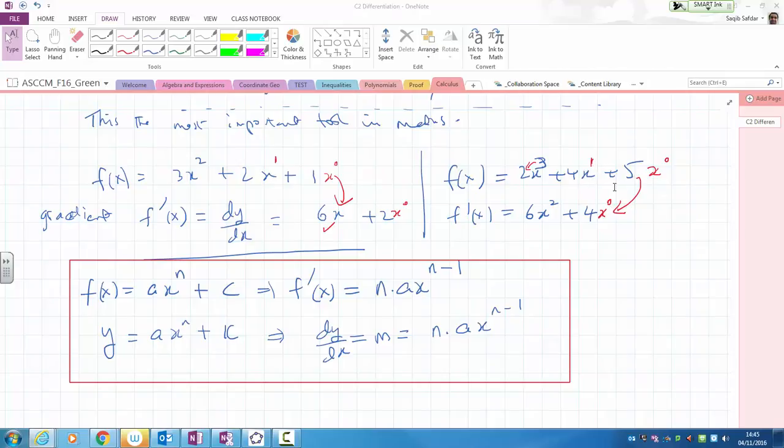Any constants just disappear. The reason why they disappear, you can think of this as 5 times x to the 0. The x to the 0 is simply 1. When the power comes down, anything times 0 is just simply 0.